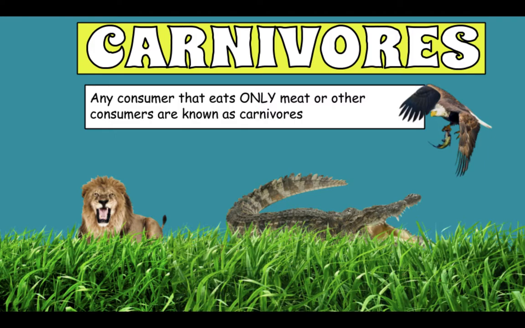Another type of consumer is a carnivore. Carne means meat. So these consumers only eat meat, or also known as other consumers. Right? So we've got lions, they hunt for their food and eat their meat, like zebras. An alligator will do the same thing. An eagle will do the same thing. They'll eat fish, they'll eat smaller birds. These are carnivores. Are humans carnivores?